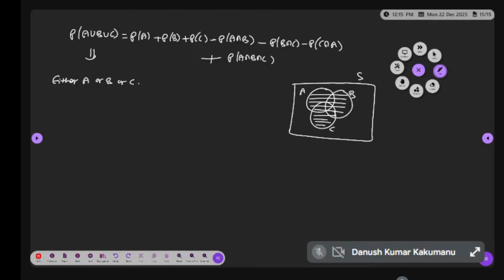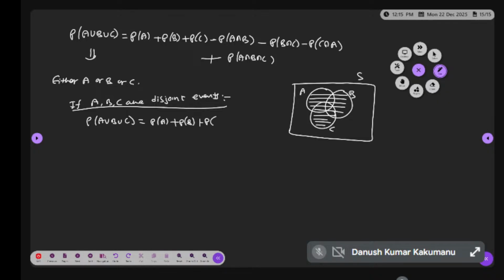If A, B, C are disjoint, disjoint means what? Mutually exclusive. If A, B, C are disjoint events, then what is the P of A union B union C? P of A plus P of B plus P of C. And all the intersection terms there become zeros.